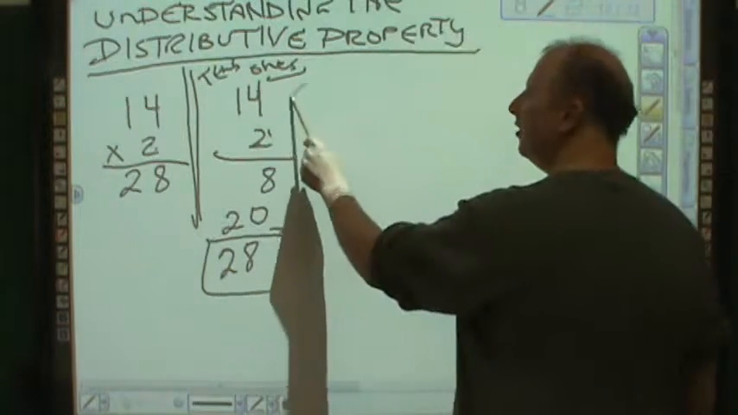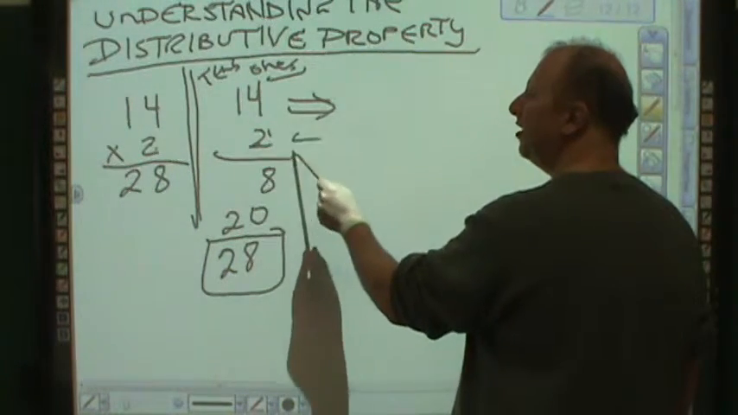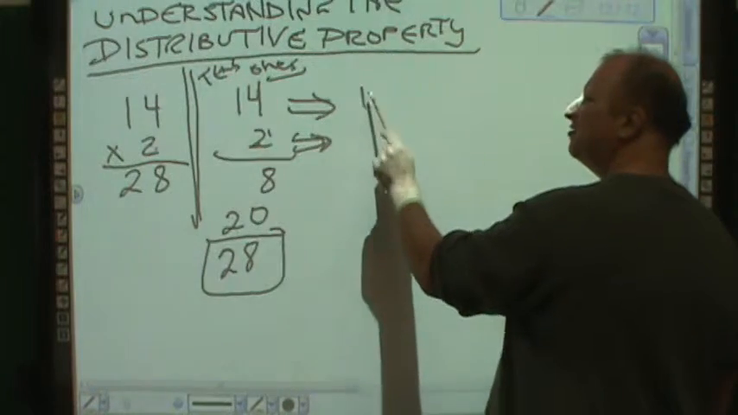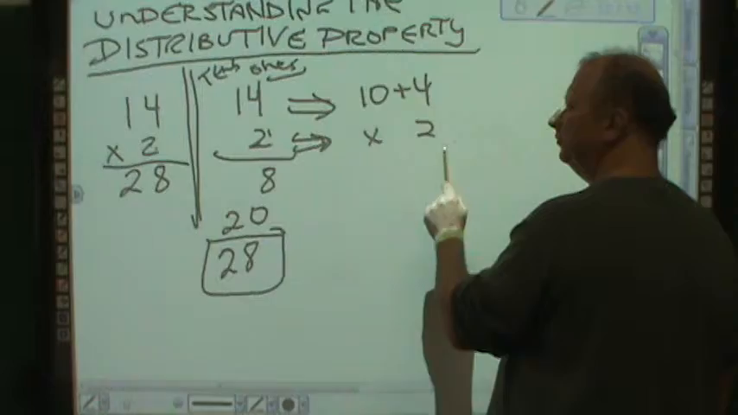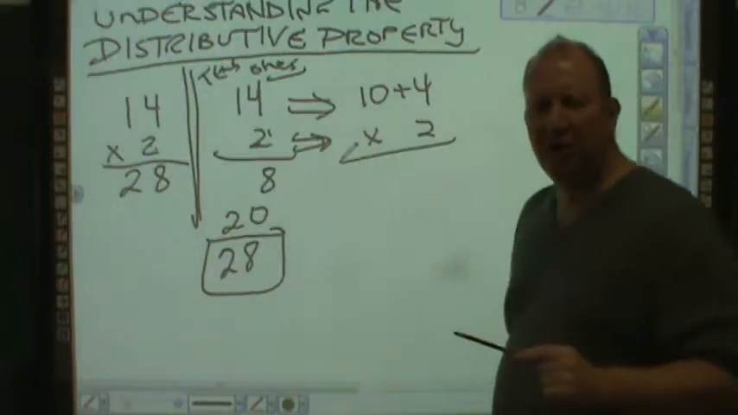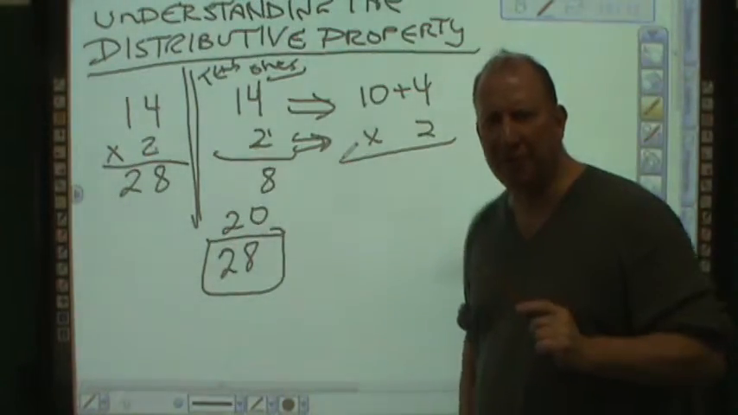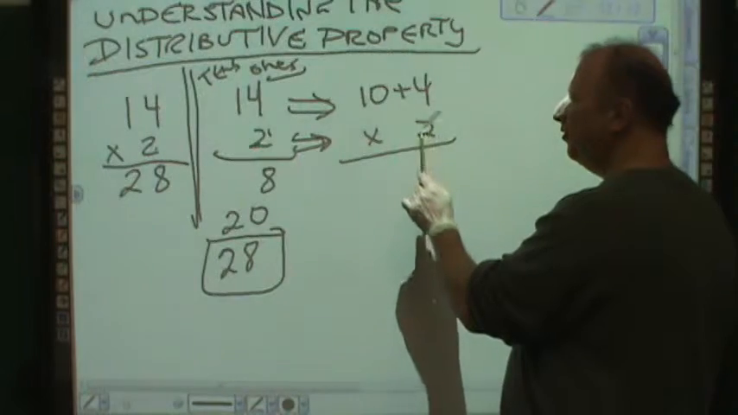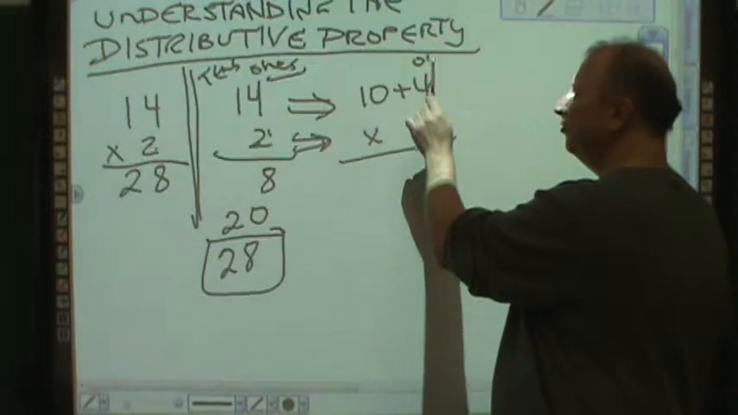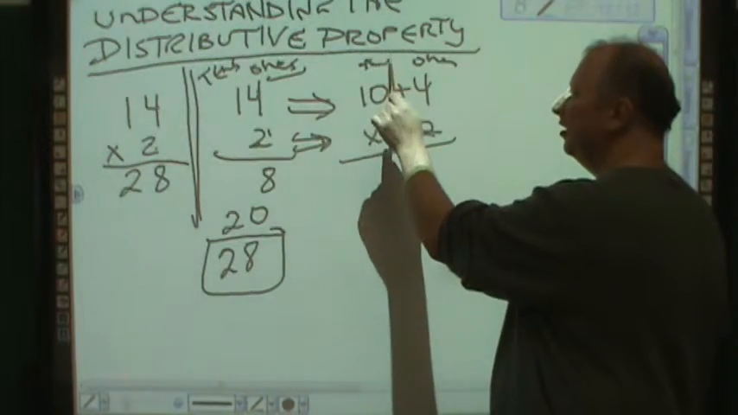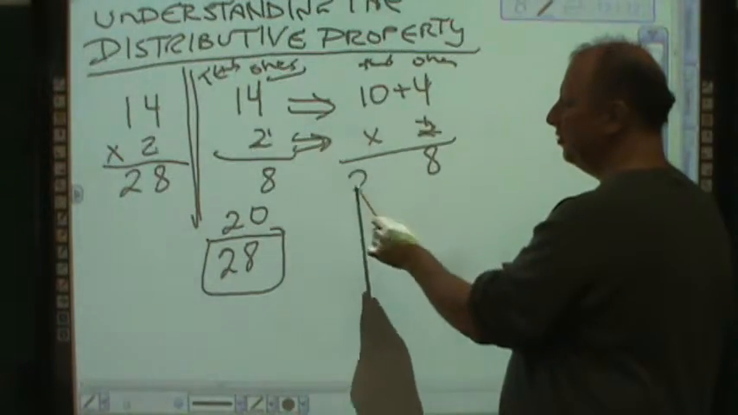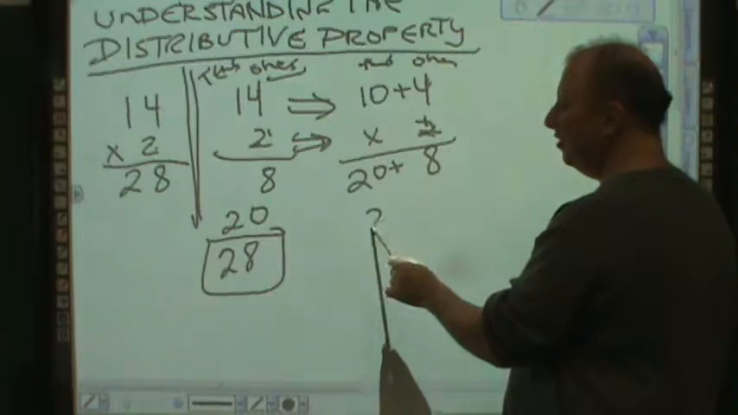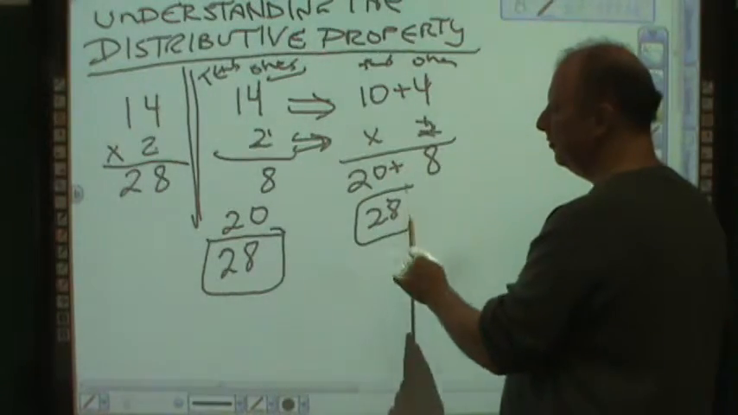Well, if I want, I can look at this as 14 as 10 plus 4 times 2. Because ultimately, that's what the distributive property is. I'm distributing the 2 to the 4, which is the 1s, and the 10s. 2 times 4 is 8. 2 times 10 is 20. 20 plus 8 is 28.